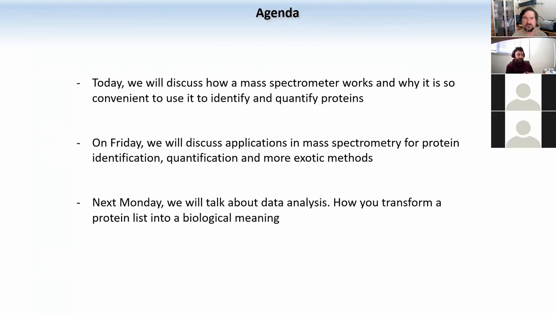You will see how we can analyze proteins not only in terms of their identification and quantification, but also their structure, also their turnover rate, also their localization in the cell. There is so much information that we can extract from a proteome. And then on Monday, I'm going to talk to you a little bit about data analysis.